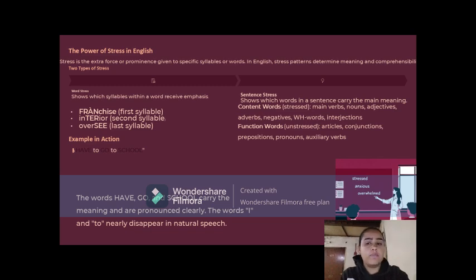At the same time, we have words in a sentence known as function words that are not stressed and tend to disappear when speaking. Among them we have articles, conjunctions, prepositions, pronouns, auxiliary verbs. In our example, I have to go to school, I and to almost disappear.